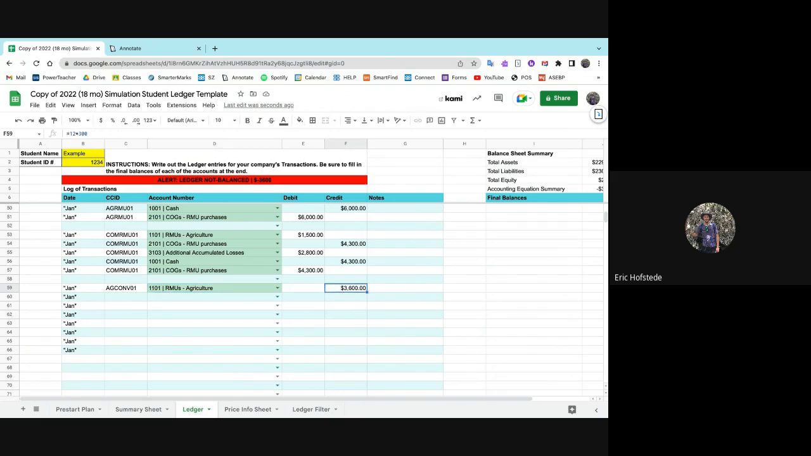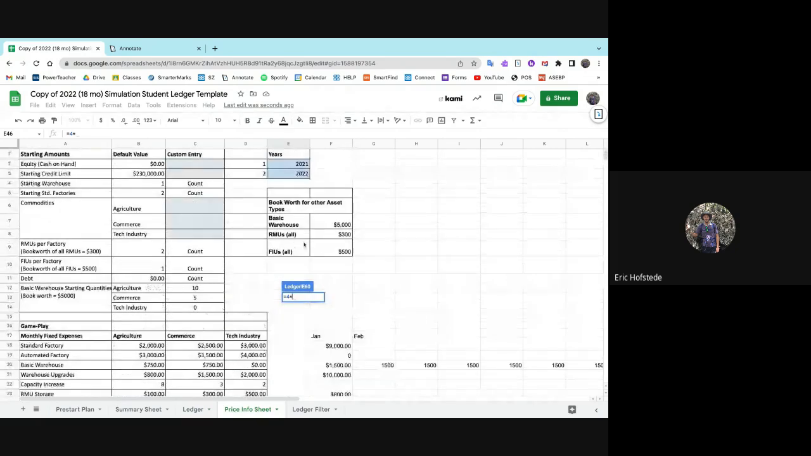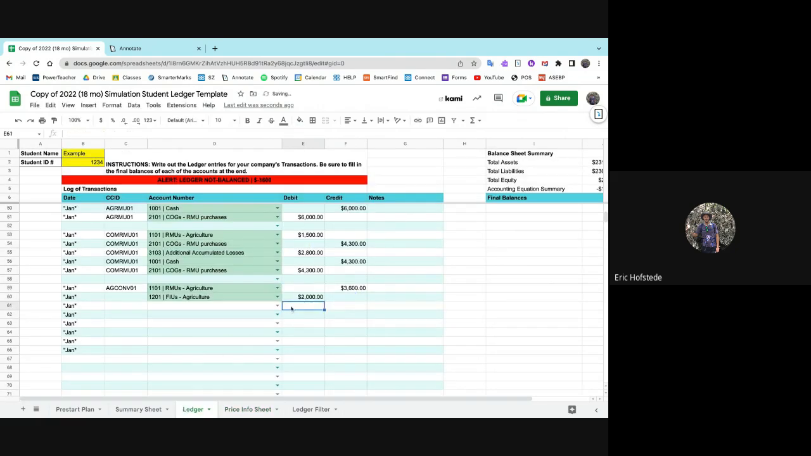All right, so I got rid of 12 of these. That was 3,600 book value worth of RMUs. What happened to it? Well, it actually became our FIUs of agriculture, and it became 4 of them. So it's equal to 4 times, well, we go back to the price info sheet if we forgot, it's our book cost, $500. So 4 times 500 gives me $2,000 gained in FIUs. And that's not balanced.